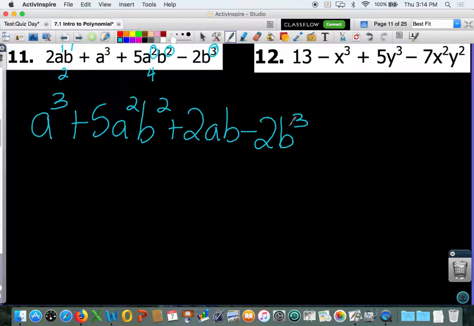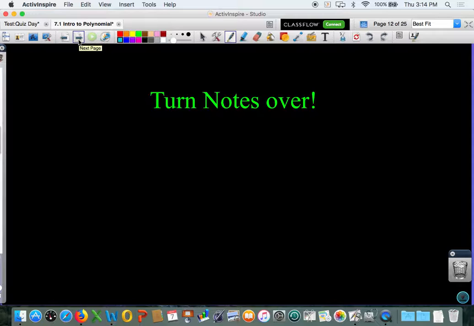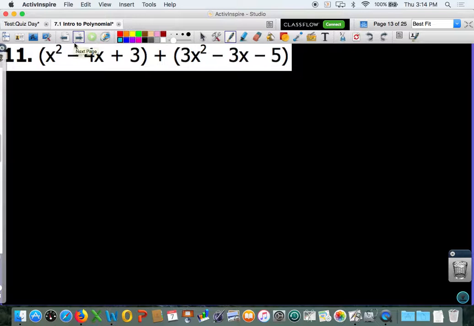Now the degree of this problem would be this one right here because it is 4. But when it comes to putting it in order, we need to do alphabetical and then look at our exponents. Excellent. Now we're going to keep going onto the back. So flip it over. We're looking at how to combine things.